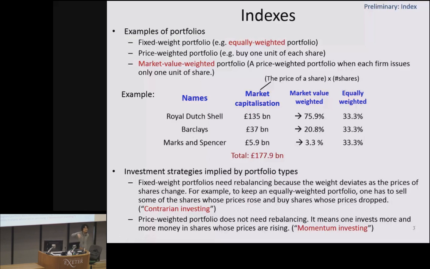But of course, the prices change every day. If the price, after 3 months, is £500, £100, and £100, your portfolio weights should be 5 to 1 to 1. You don't stick to fixed weights.